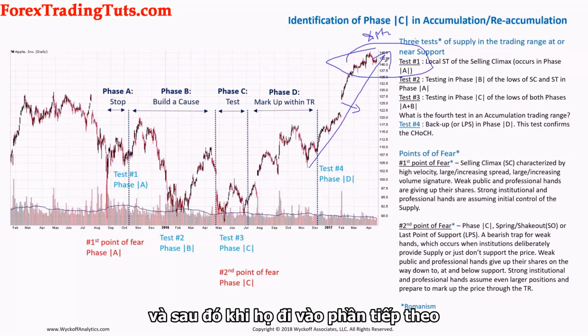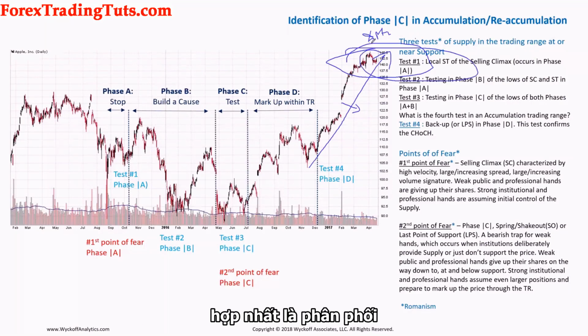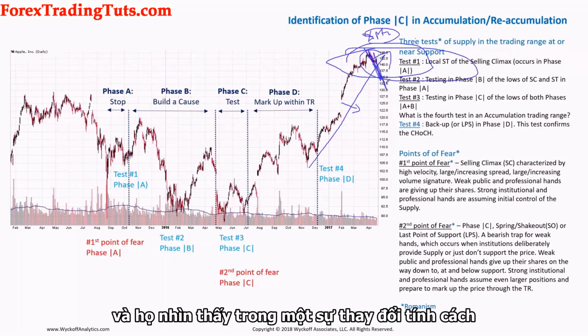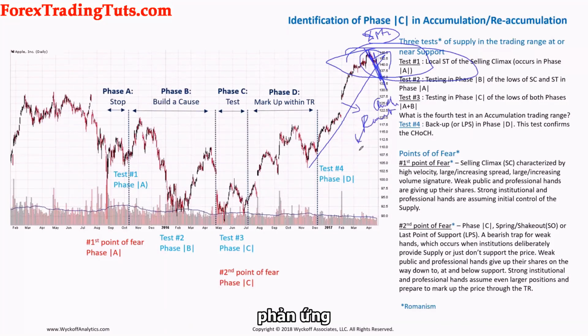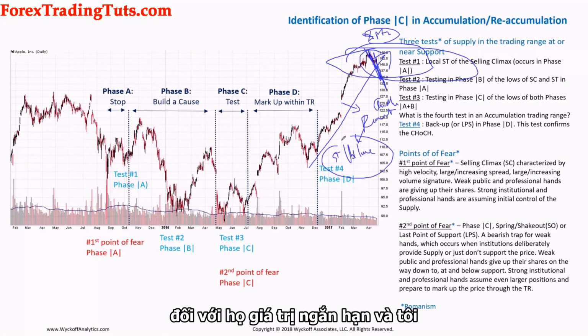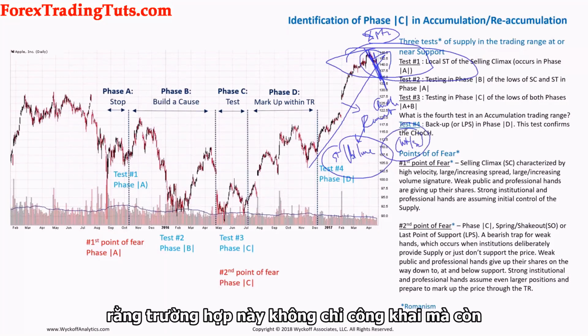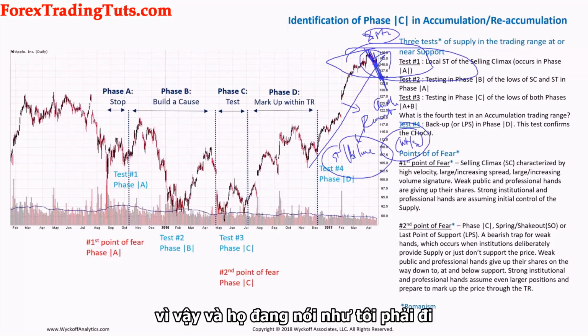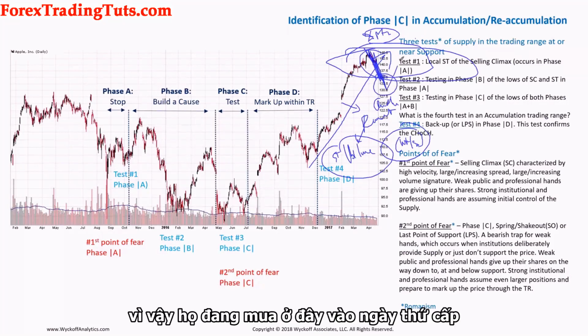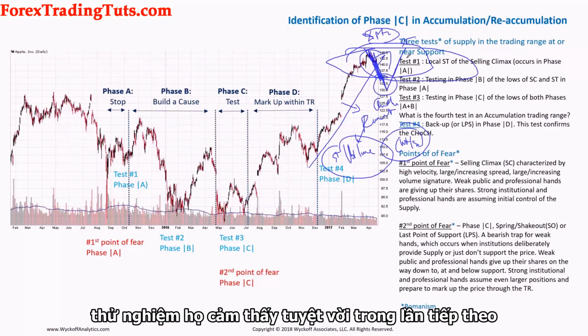And then as they go into the next consolidation, which is the distribution, they're seeing a change of character. So they're seeing what? They're seeing a reaction, which creates short-term value for them, and I'm talking about weak hands. In this case, not just public, but institutions as well. They're saying, I've got to go in and buy. So they are buying here. On the secondary test, they feel great.